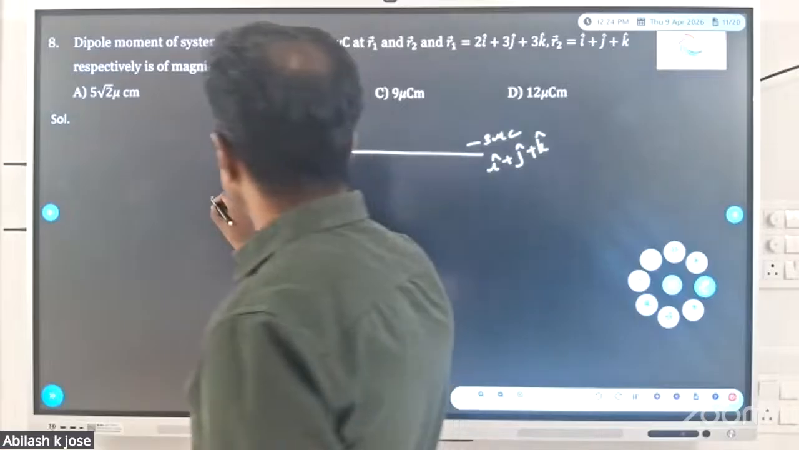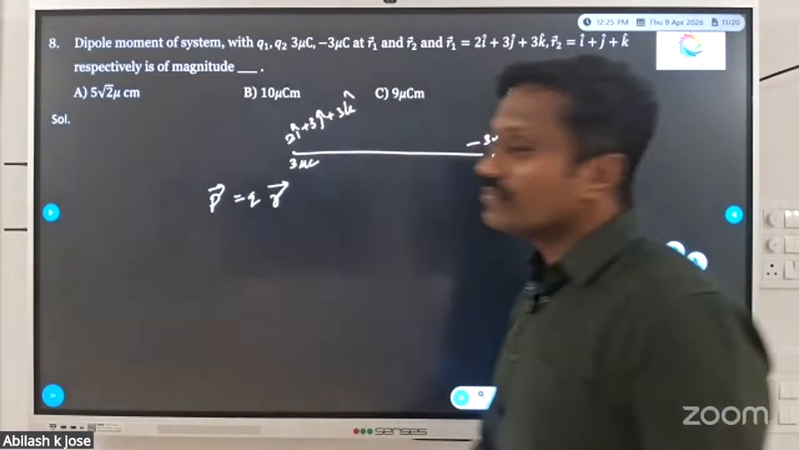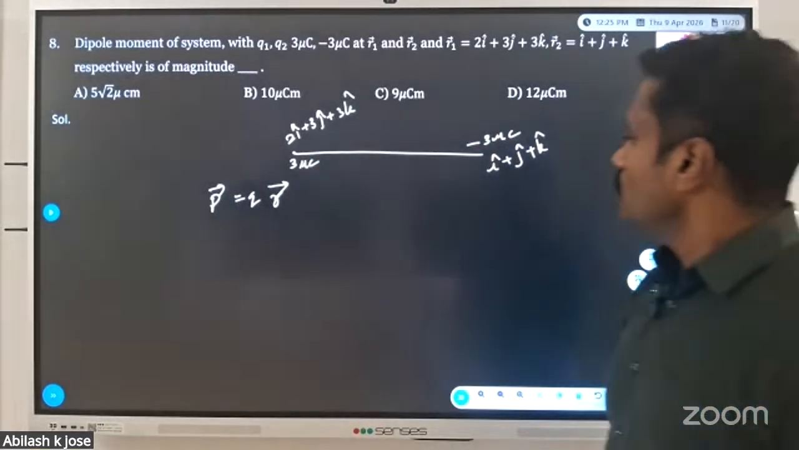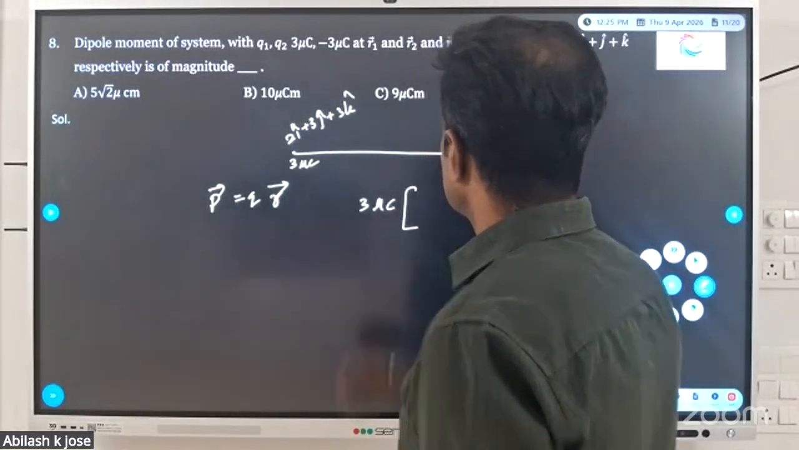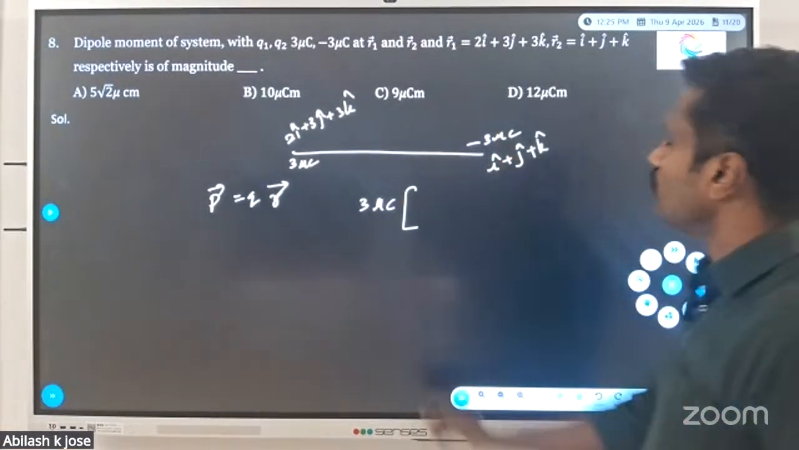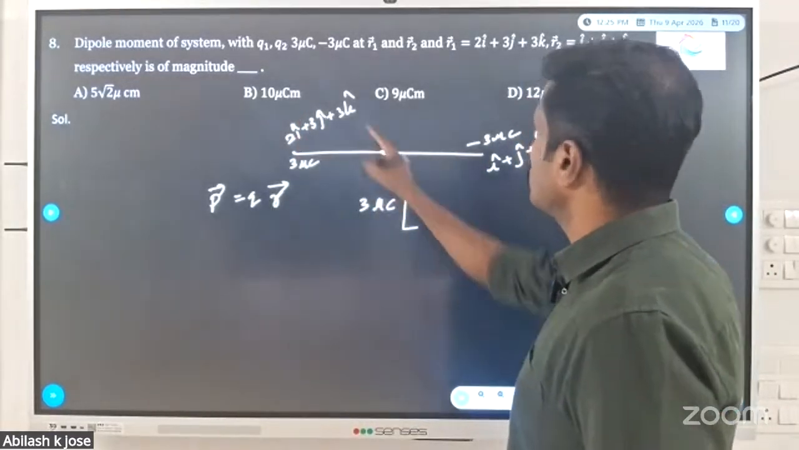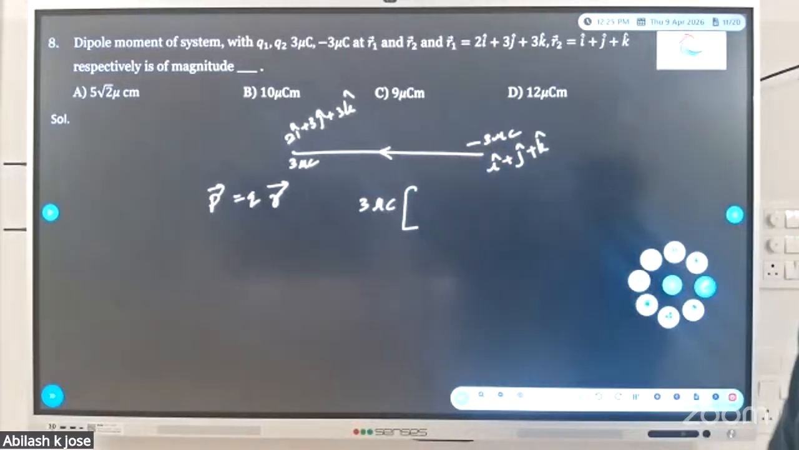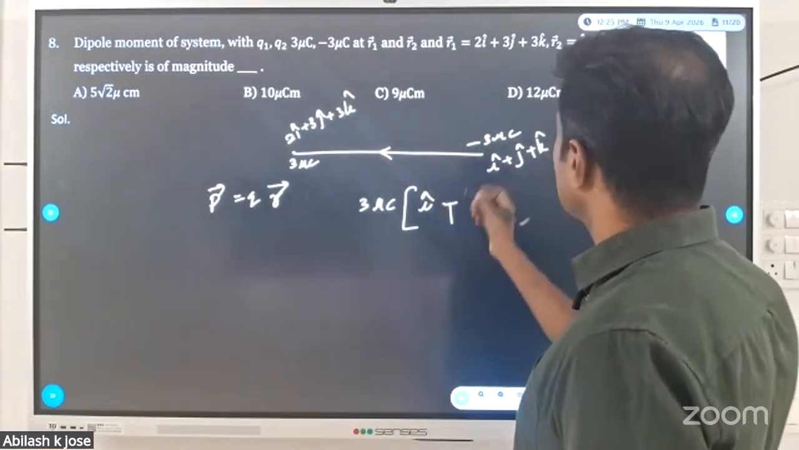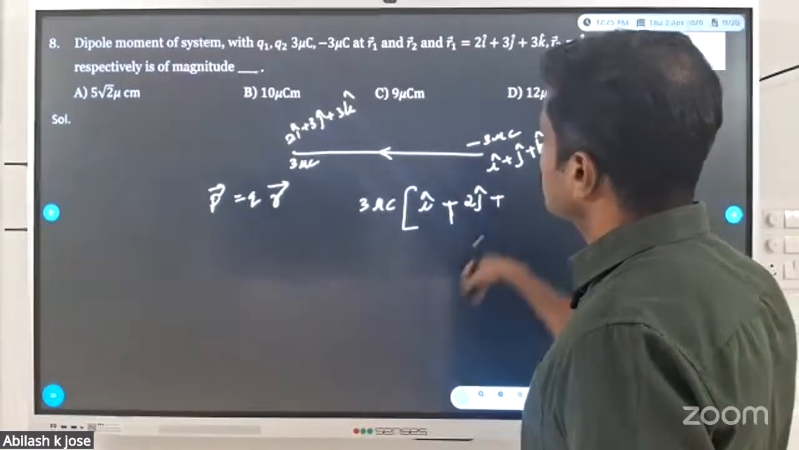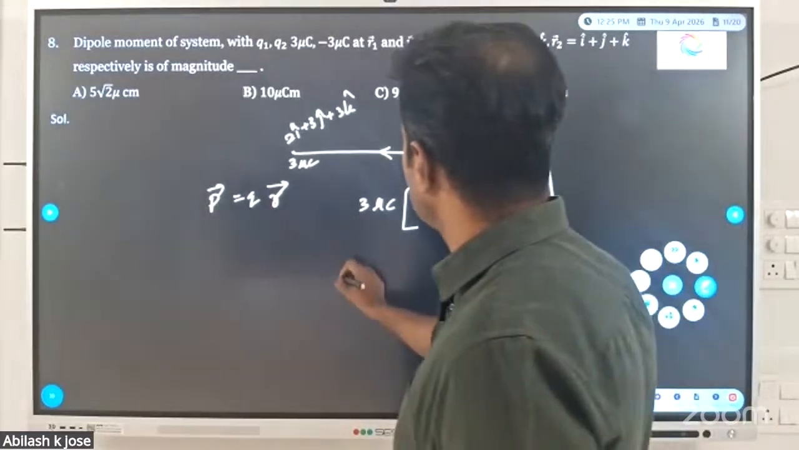So the dipole moment p bar is equal to q into r bar. R bar is the position vector from the negative charge to the positive charge, so q is 3 microcoulombs. Now r bar is the position vector, and the dipole moment is from negative charge to positive, so we should take this vector minus this. That is 2i minus i is i, plus 3j minus j is 2j, plus 3k minus k is 2k. And we are asked to calculate the magnitude of the dipole moment.